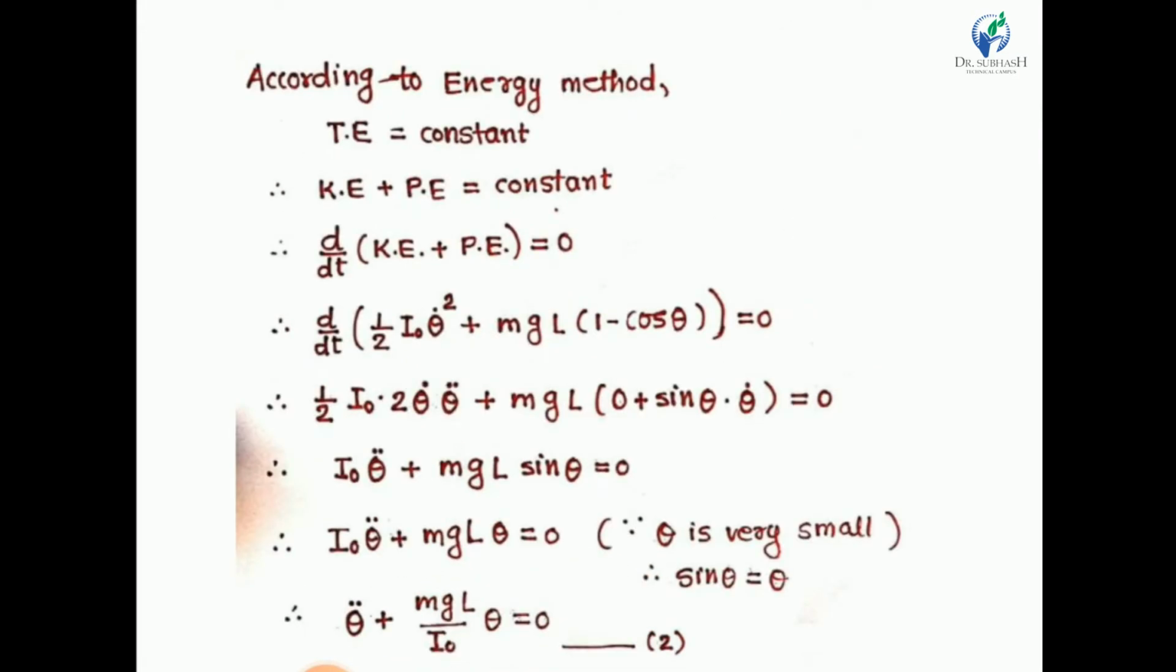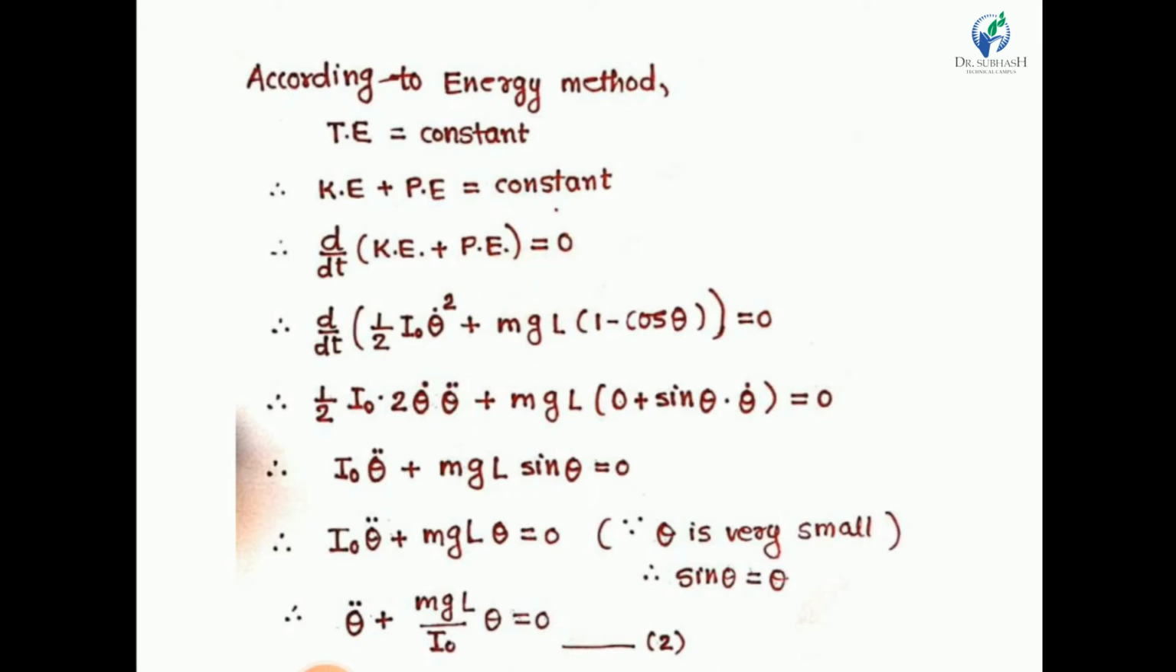Now according to the law of conservation of energy, total energy remains constant. So total energy is equal to a constant. We can say that total energy here is equal to kinetic energy plus potential energy. If we take the differentiation of this total energy, then we obtain 0. So d by dt of kinetic energy plus potential energy is equal to 0.